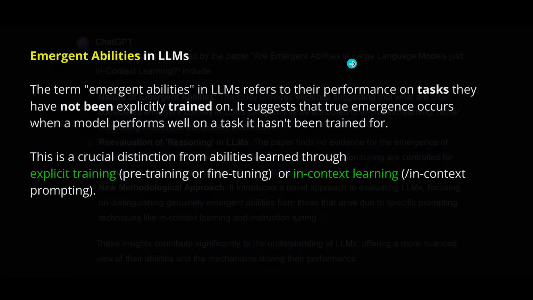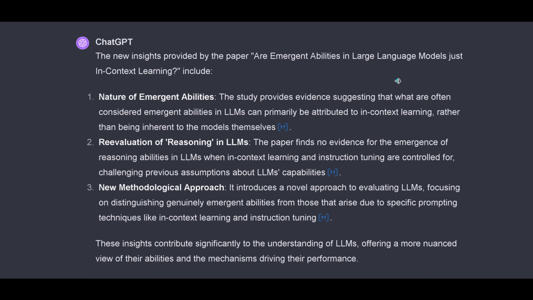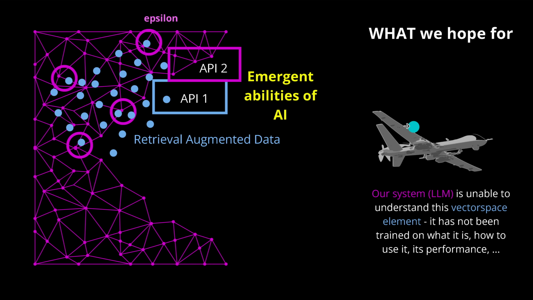So the result of this study, after they did more than 1,000 tests, ChatGPT summarizes here 50 pages of this study, and it says, well, yeah, the paper finds no evidence of the emergence of reasoning abilities in LLMs. So the answer is more or less, the emergent abilities that we see is what we give the system with our few-shot examples, in-context learning, in-context prompting. But the system itself inherently is not able for those emergent abilities.